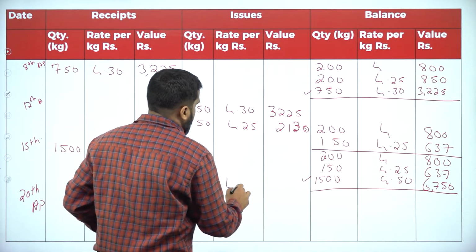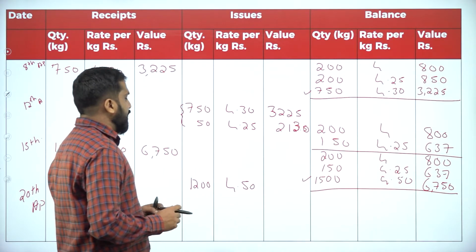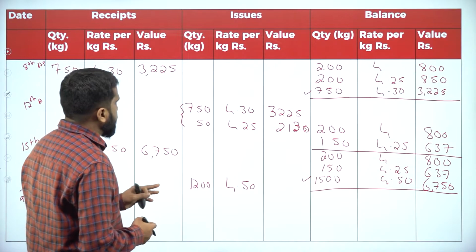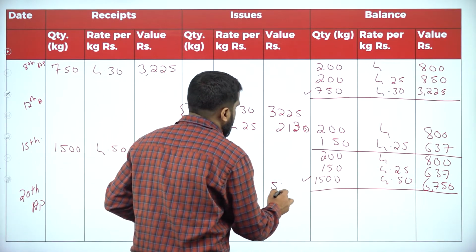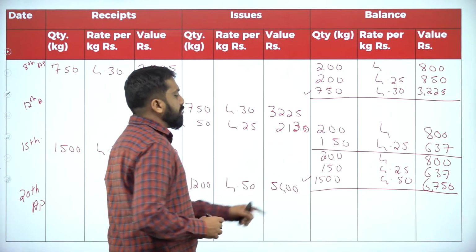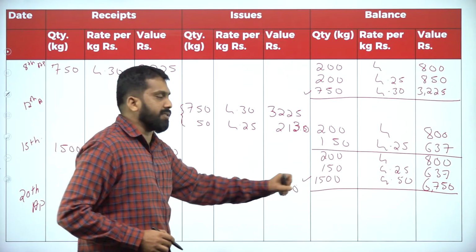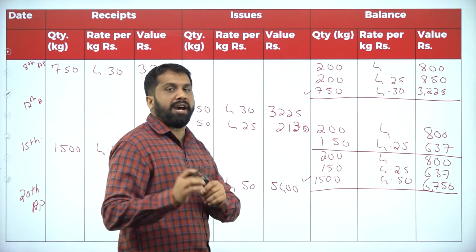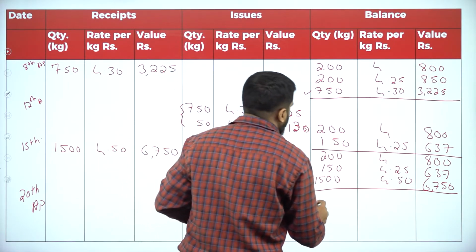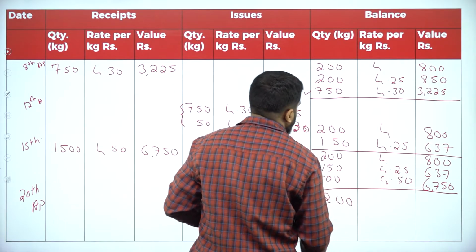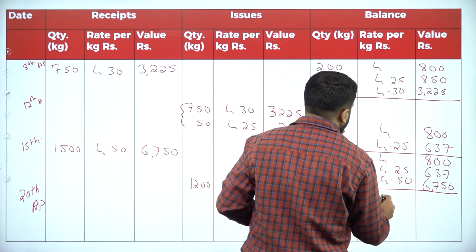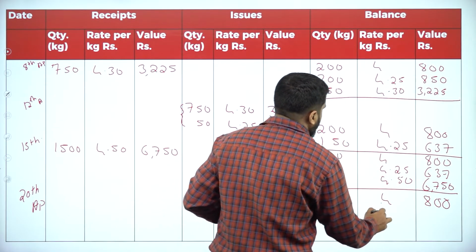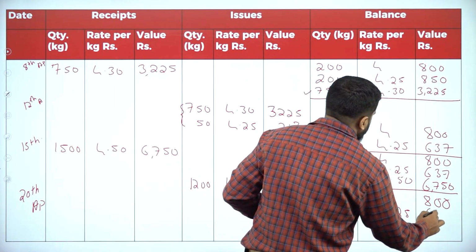The value is 4.5. If you multiply, it will come around 5,400. We have used only the last box. Now, the remaining two, what will happen? Copy paste, because we have not used them. So it will be 200 as it is, and this will be 200 into 4, 800, 150 into 4.25, 637.